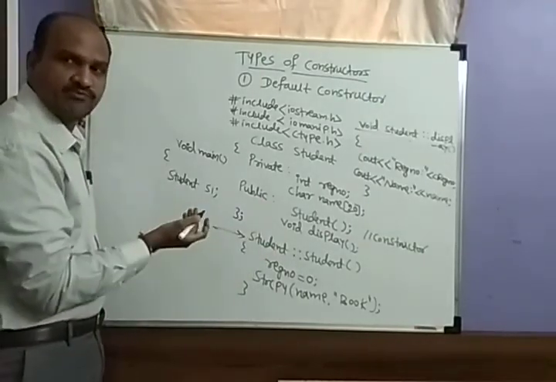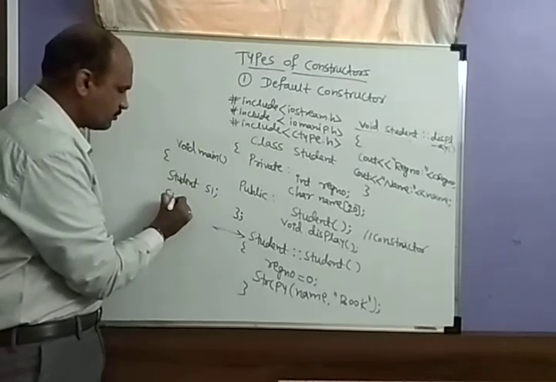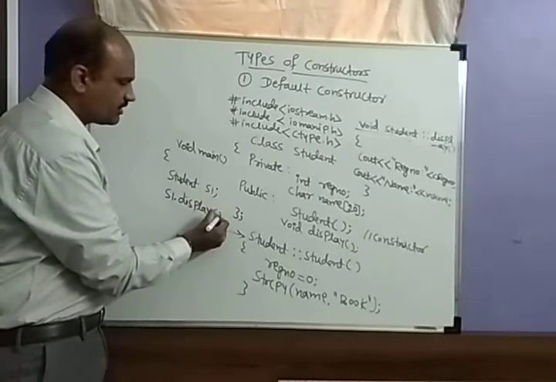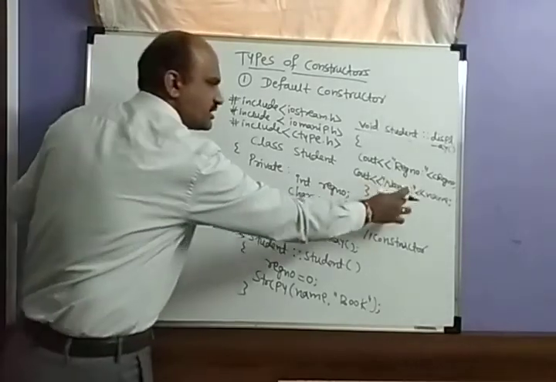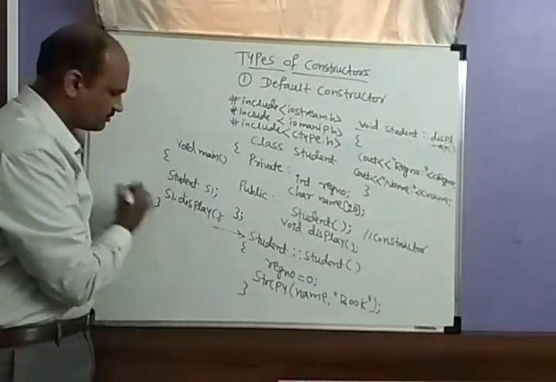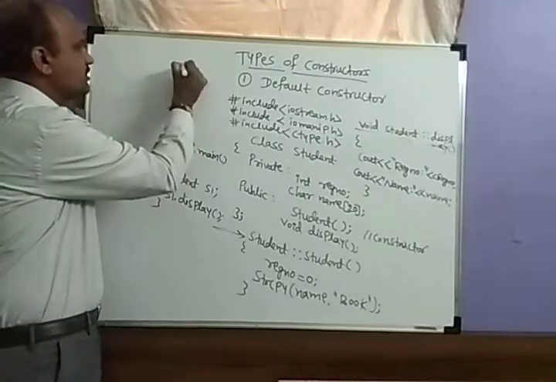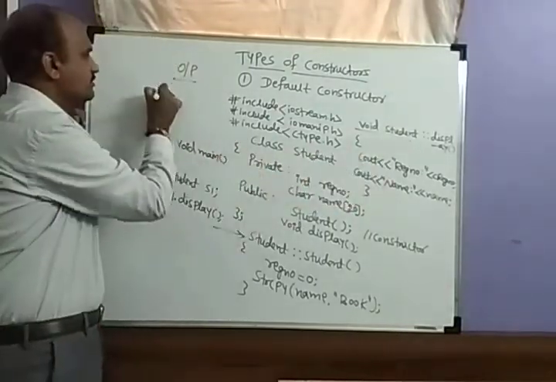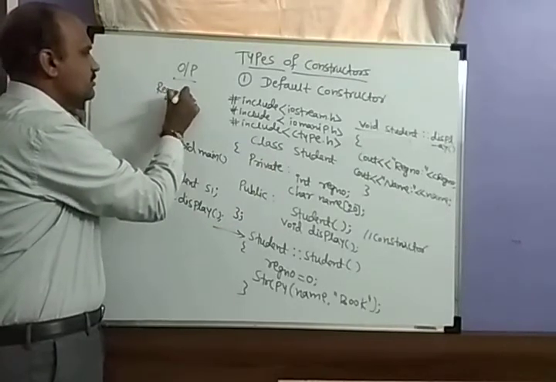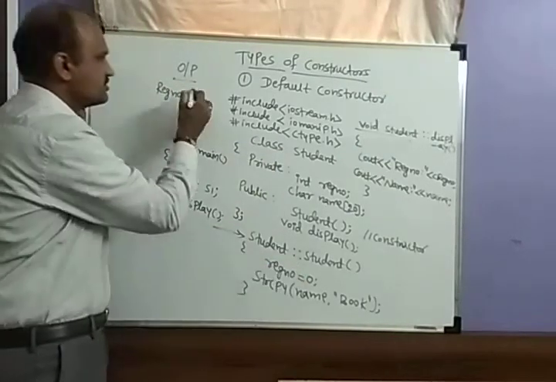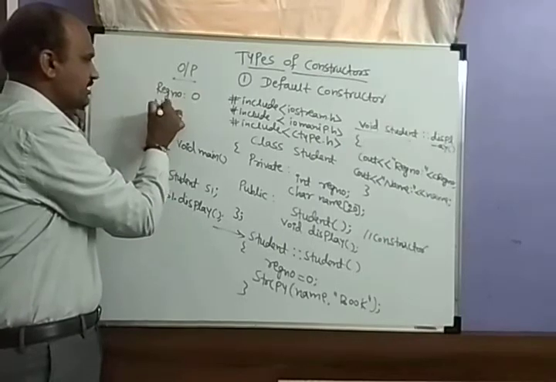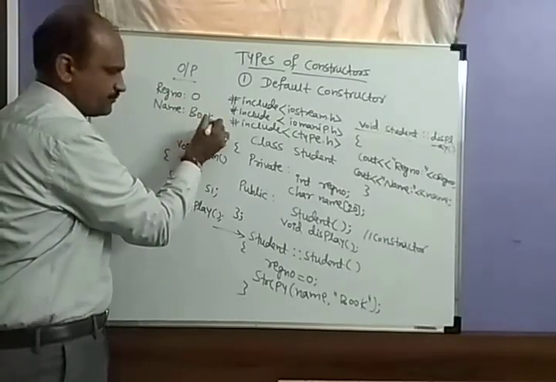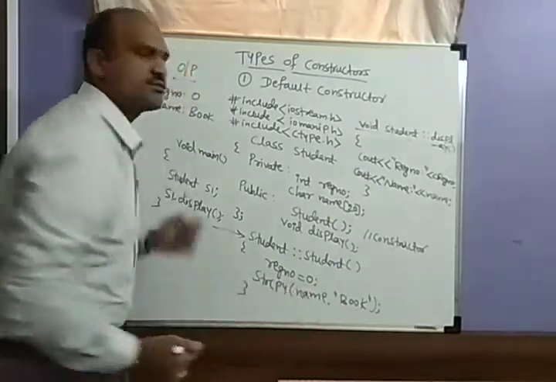So when you create the object, we only call s1.display, which is the function. What will it display? It will display the register number and the name. Close it here. So what output comes? The output is the register number, what you initialized, 0, and the name, what you copied, that is book. String copy, name is book.